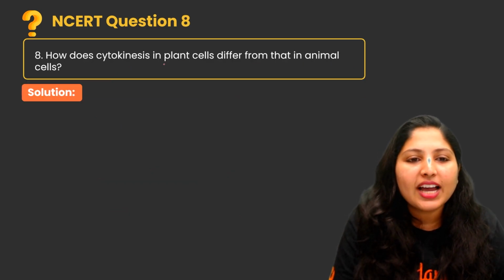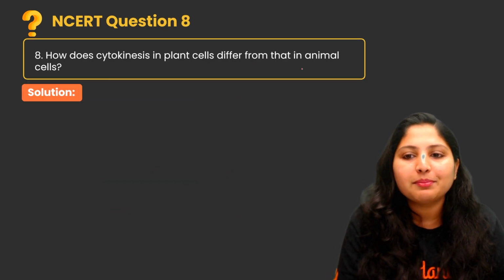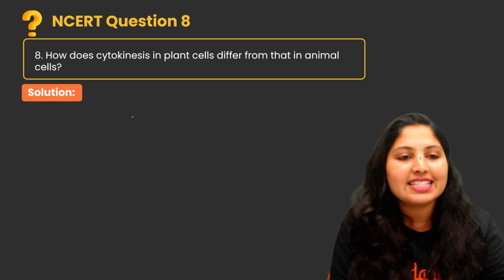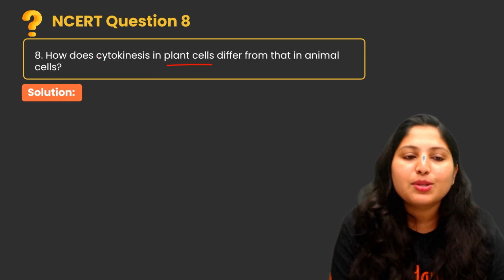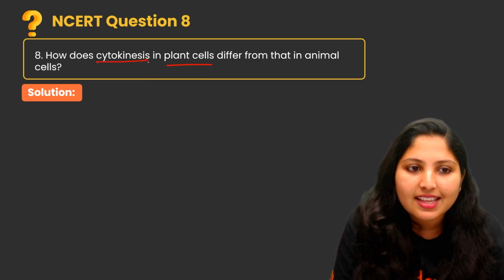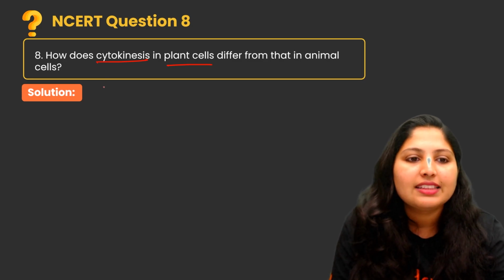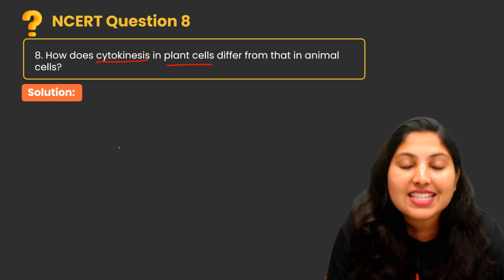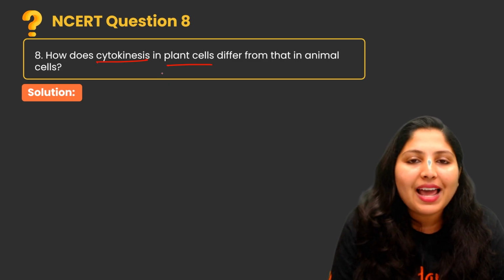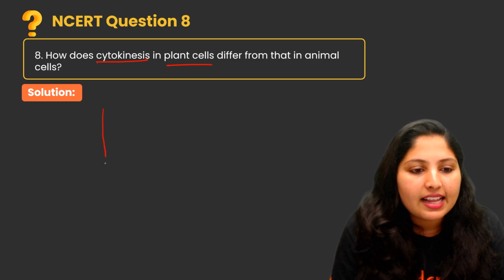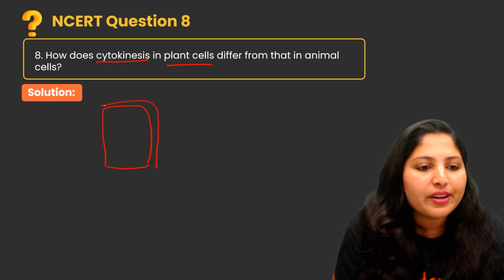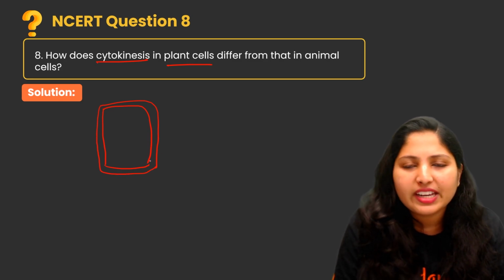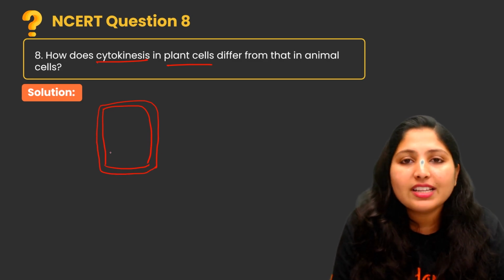How does cytokinesis in a plant cell differ from that of an animal cell? Let's see what happens in the plant cell and what happens in the animal cell. You know what cytokinesis means, right? Cytoplasmic division is known as cytokinesis. So in the plant cell, what happens? See, in the plant cell, this is the plasma membrane. Outside the plasma membrane there is one more layer, known as the cell wall. The cell wall is very rigid.